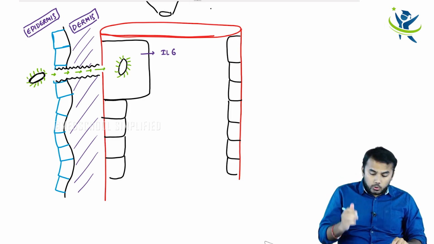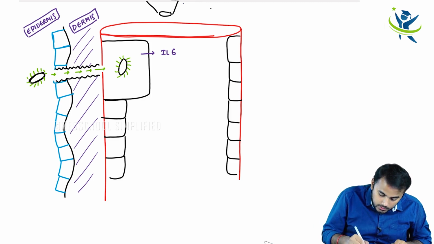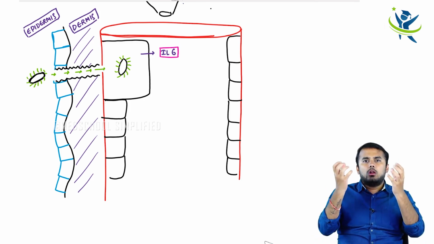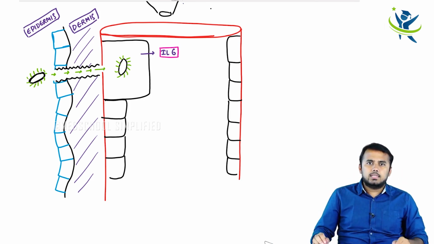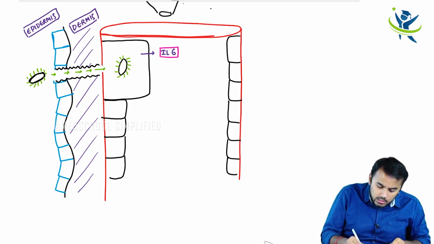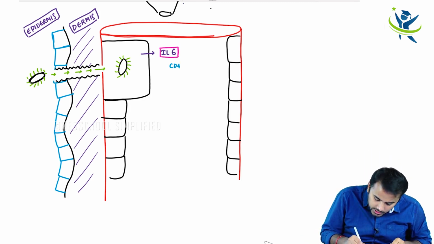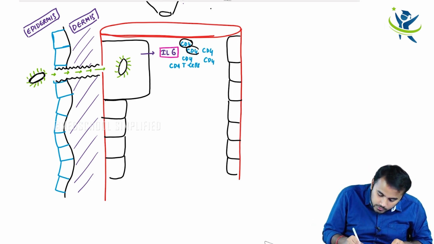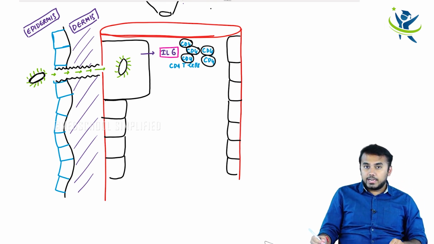Now what is this interleukin 6 going to do, guys? Look here. This interleukin 6 will call all the CD4 T cells. So all the different types of CD4 T cells come here. So many CD4 T cells are here now. Now this interleukin 6 will tell all the CD4 T cells to go to a specific place. You know what is the specific place? Where did the infection start? Where did the entry start? The entry has started near the epidermis and the dermis region, right?